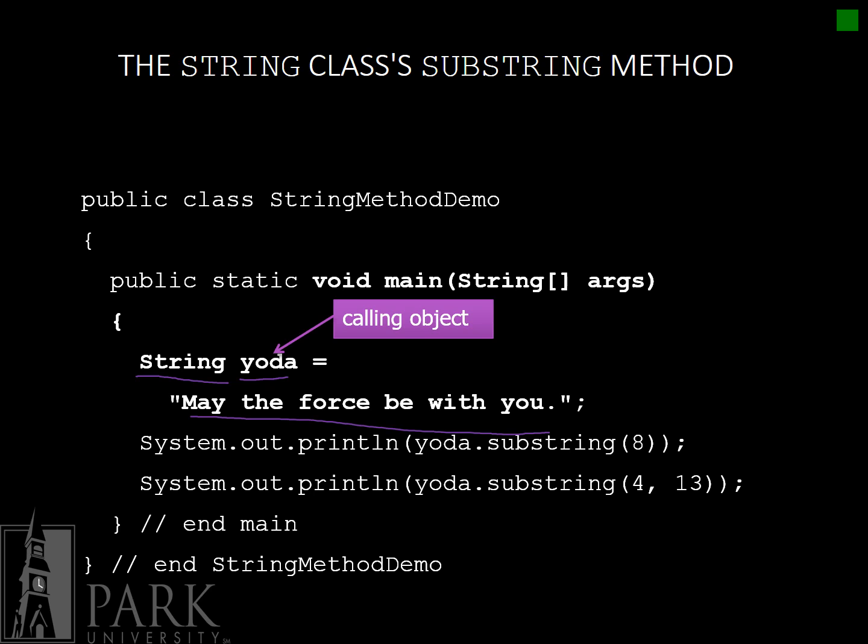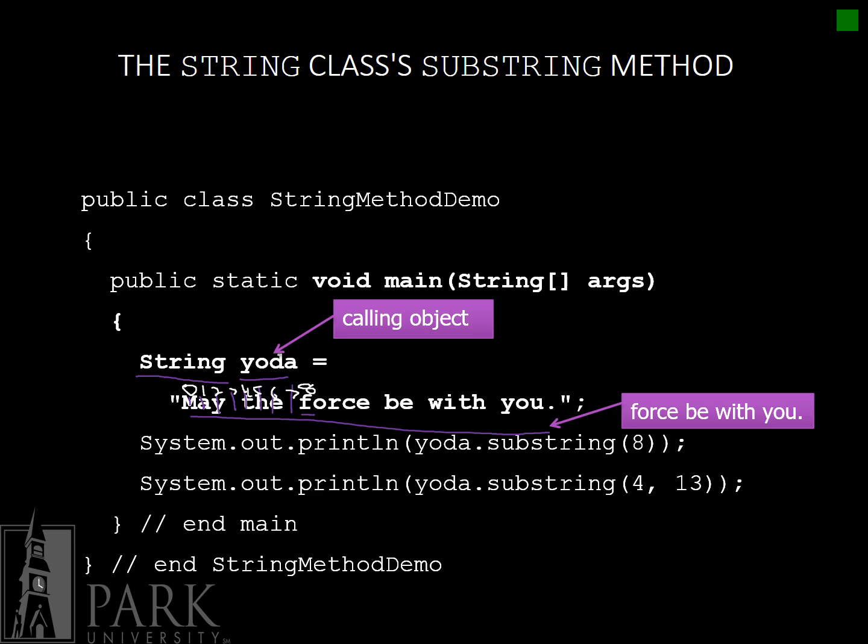When we print the contents of the yoda string, starting with index 8 and going all the way to the end with the first substring method, remember, we start counting at 0, so we are actually starting at the 9th character. So this would print out "force be with you", because we count 0, 1, 2, 3, 4, 5, 6, 7, and 8. You can read my writing, okay?